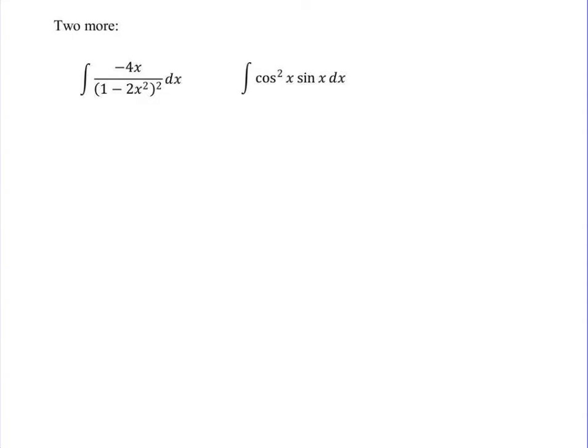Do we see the pattern here? Or maybe we need to do some manipulating in order to see the pattern. Yeah, we should probably rewrite this one. So I have the integral of negative 4x times (1 minus 2x squared) to the negative 2 dx.